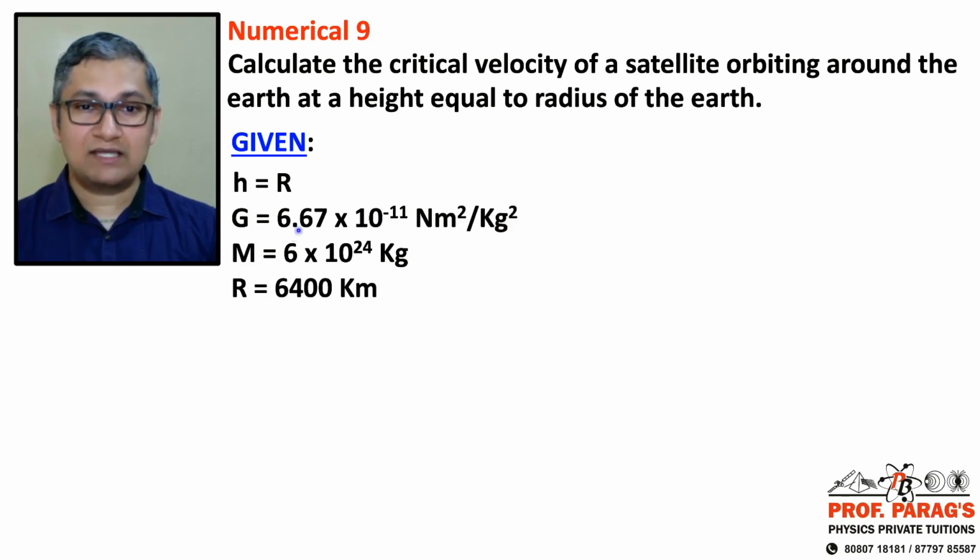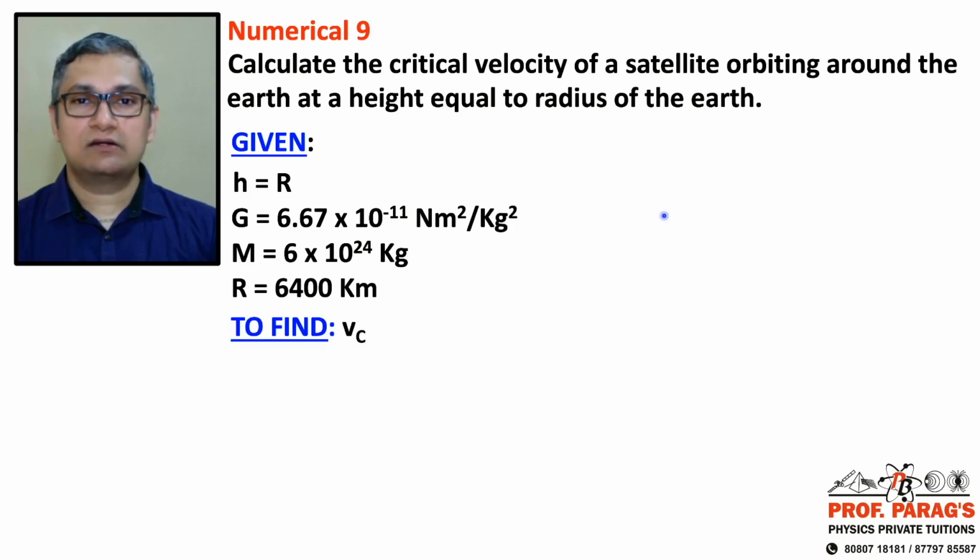So these numbers have been given to us actually in the question, in the data itself. So we know the number 6.67, or if you want you can add a 3 there, 6.673, 10 raised to minus 11 is the value of capital G. Mass of earth, fortunately it's not 5.98, now they have rounded it off to 6 into 10 raised to 24 kg, and the radius of earth is 6,400 kilometers. I have to find out VC.